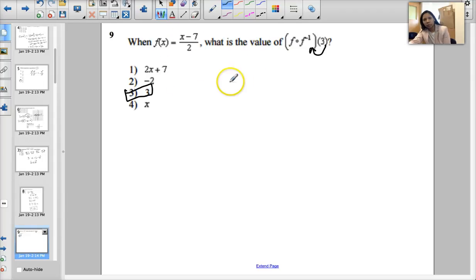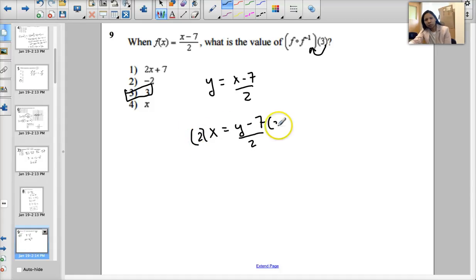So we're going to find the inverse of this. Inverse means that you take f of x, which is y, is equal to x minus 7 over 2. You take x and y and you switch them. So it's going to be x is equal to y minus 7 over 2. And we're going to get that y by itself by multiplying by 2 on both sides. So we're going to multiply this side by 2.